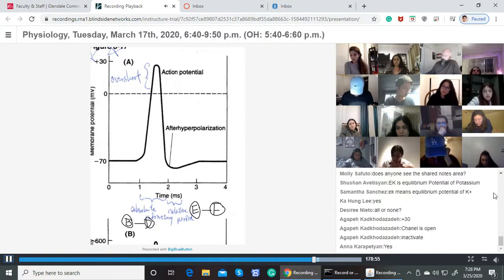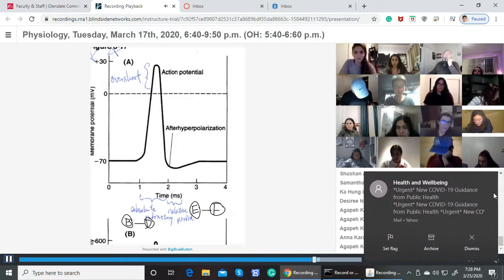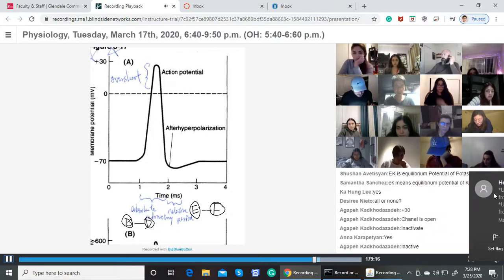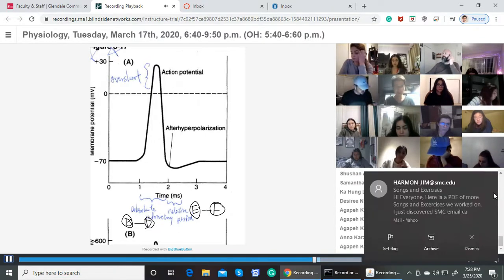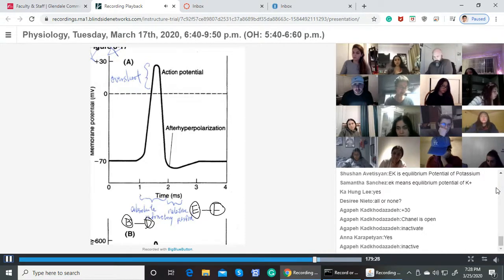What about part D? I said that absolute refractory is part B to part D. What happened to the voltage-gated sodium channel during part D, repolarization 1? Inactive. Agape is correct. So during part D, repolarization, the sodium channel is still inactive. Again, same reason: if we give an electric shock, it does not open, because it has to go through the closing state first.